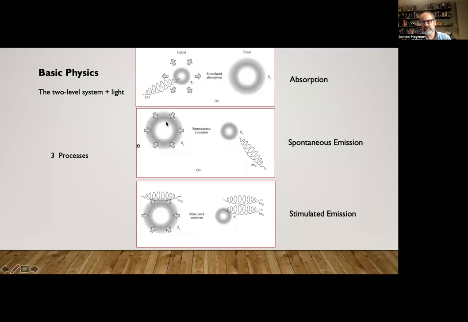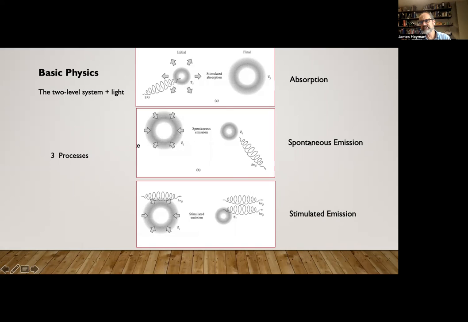The second process is spontaneous emission. This is a familiar process where the atom starts in an excited state and then it spontaneously relaxes back down to the ground state and emits a photon. Spontaneous emission is actually a little bit weird because it's saying here's something that happens, but it just happens spontaneously. There's no reason why it happens. It just happens at random.